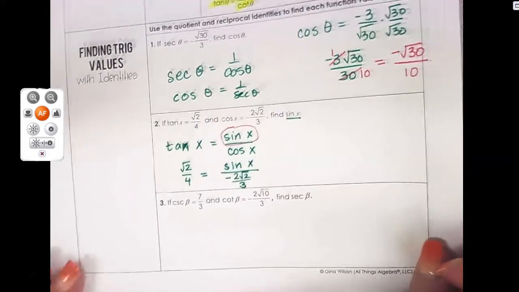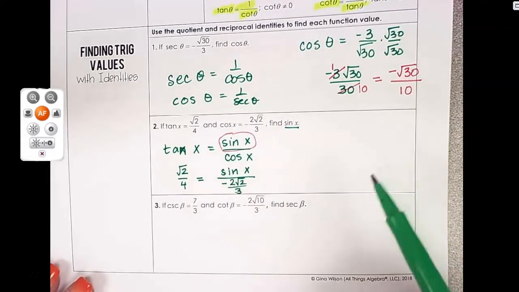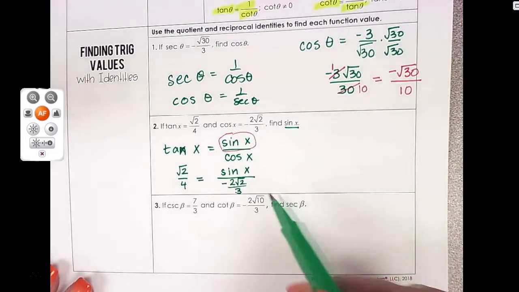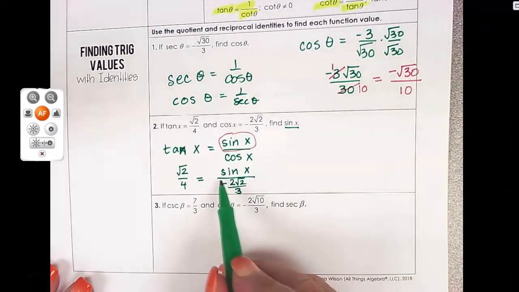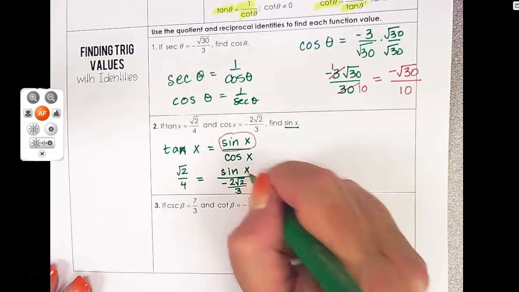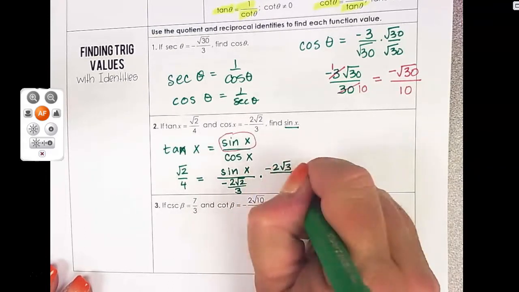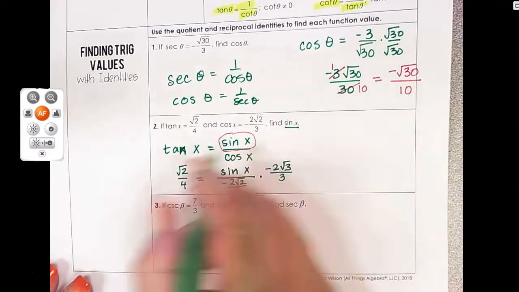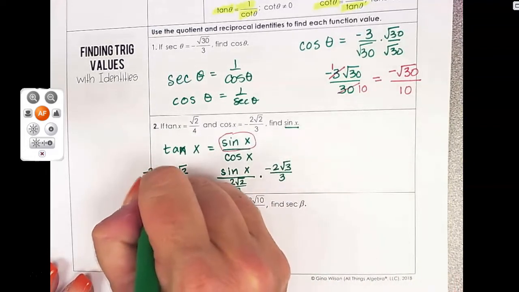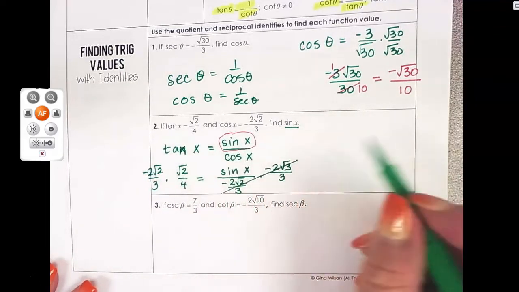And so I'm going to go ahead and use the rules of algebra, and that's what we're doing a lot in this chapter, we're combining trig and algebra. So we're using the rules of algebra to solve for the missing item. So whenever I divide by something, if I want to undo it and isolate my variable, I'm going to multiply by it. So I'm going to go times negative 2 radical 2 over 3 on both sides. And those guys are going to cancel.